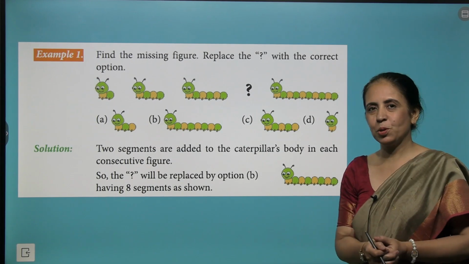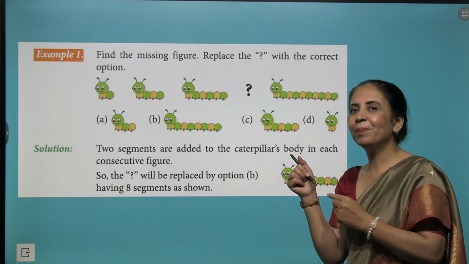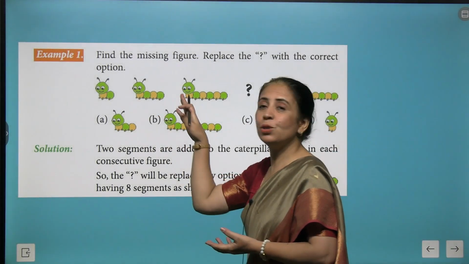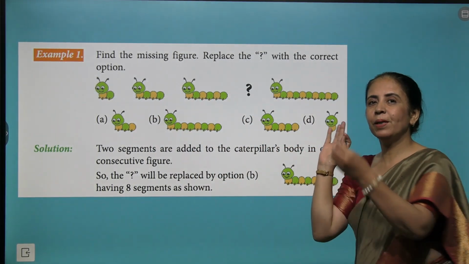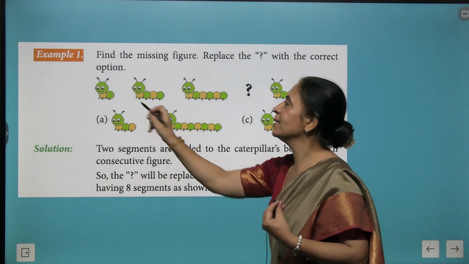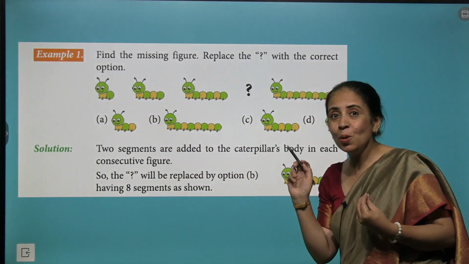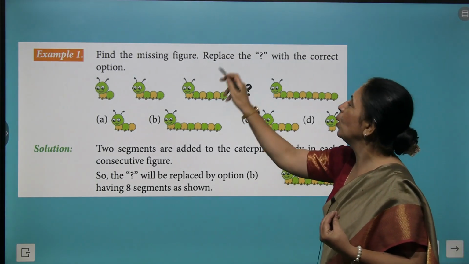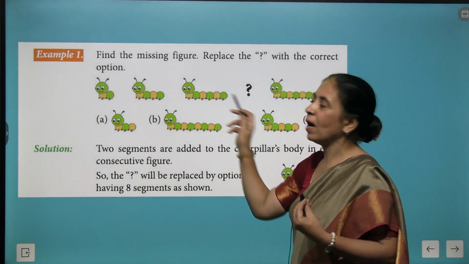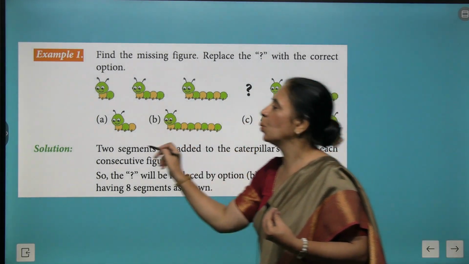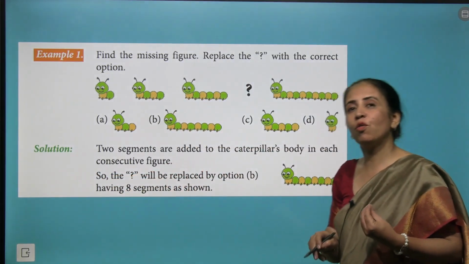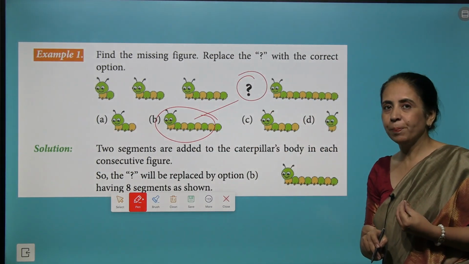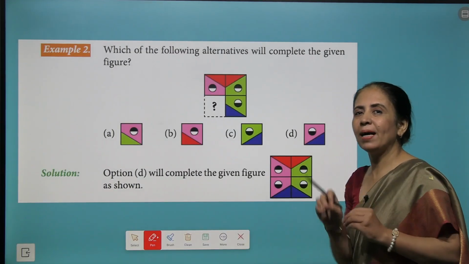Now I have a few examples with you. So what do you see here in the figure? Yes, we have a caterpillar. And what symmetry do you observe? We could see the body of the caterpillar is increasing by 2 segments, and every time it's increasing by another 2, another 2. So after 4 comes 6, and after 6 will be a segment of 8, right? So we say B will be the right option at this place. Did you get it? So now let's come to another example.